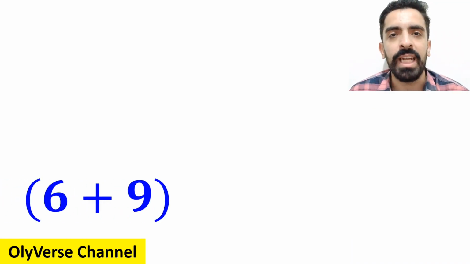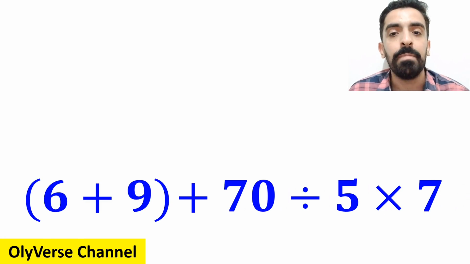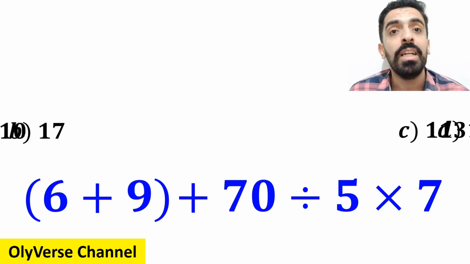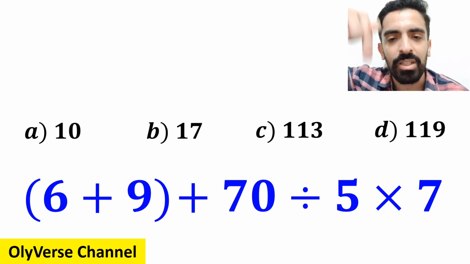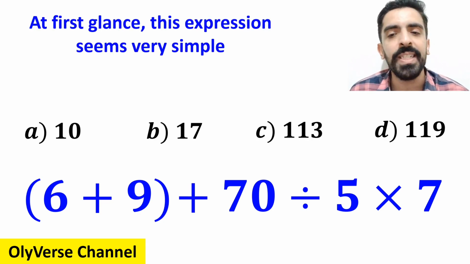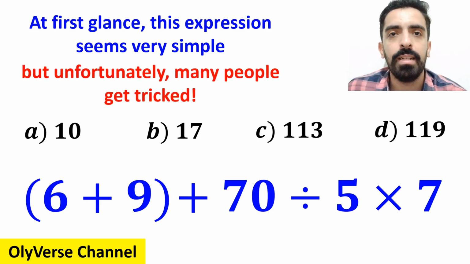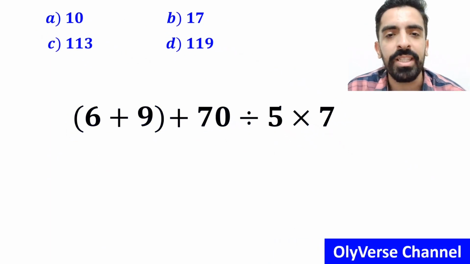What is the value of the expression 6 plus 9 inside the parentheses plus 70 divided by 5 multiplied by 7? Which option do you think is the correct answer to this question? At first glance, this expression seems very simple, but unfortunately, many people get tricked. Let's take a closer look and solve it together.